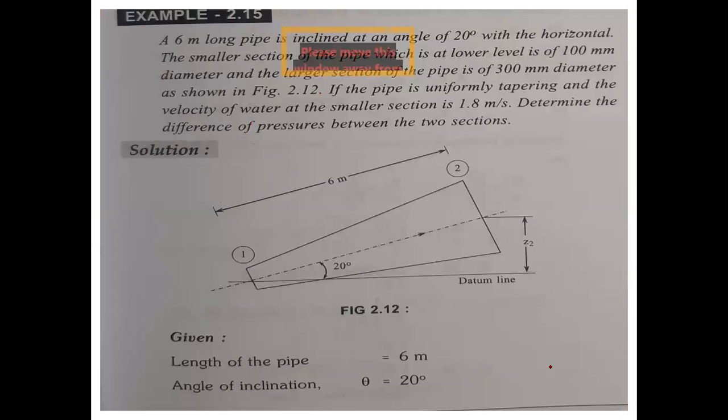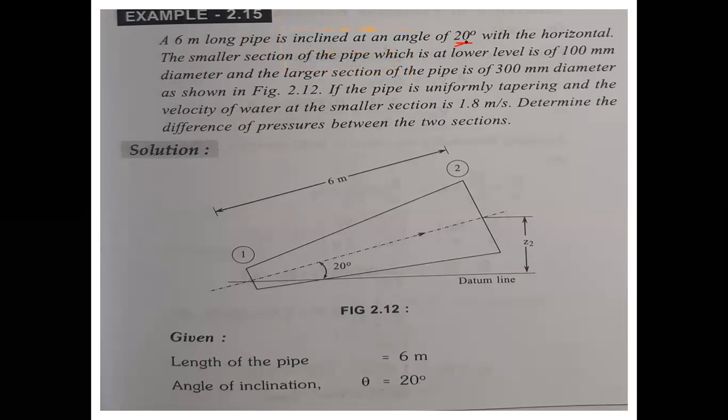Next, a 6 meters long pipe is inclined at an angle of 20 degrees. Here the angle is given, an angle problem. So a 6 meters long pipe is inclined at 20 degrees with the horizontal. The small section is at a lower level with 100 mm diameter and the larger section of the pipe is 300 mm diameter, as shown in the figure.